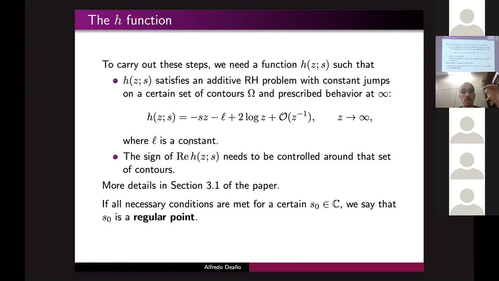So if all these conditions are met, so you have a value of S and then you propose some function H with an associated set of contours. Of course, this is coming from the theory of Gonchar-Rahmanov-Stahl on the asymptotics of orthogonal polynomials. If all the conditions are met and you can go through the method of steepest descent, everything works, and then you say that this point is a regular point. So in that case, you know what's going on.